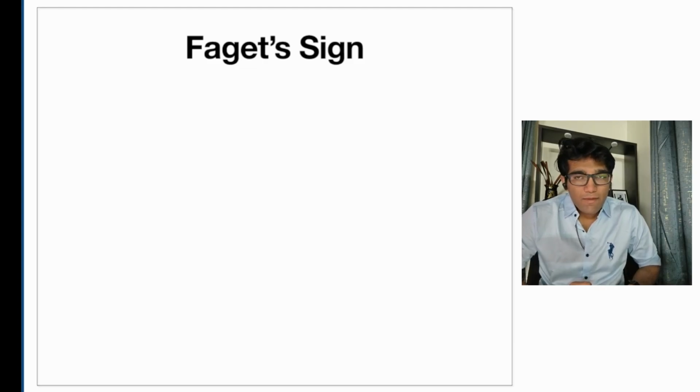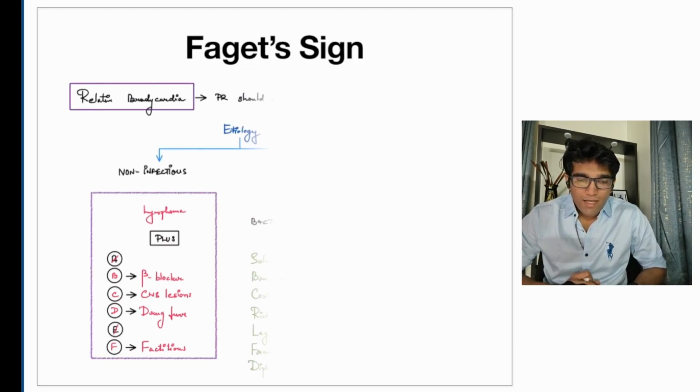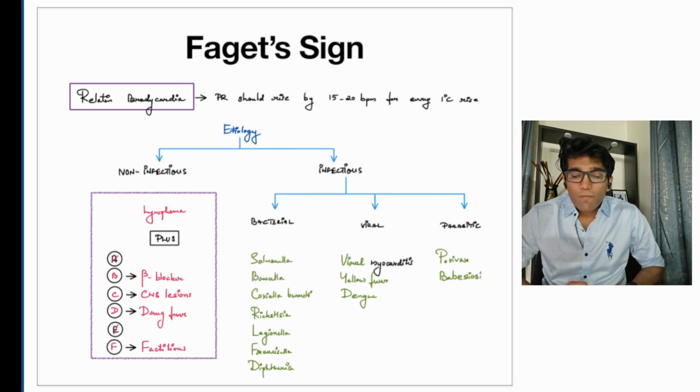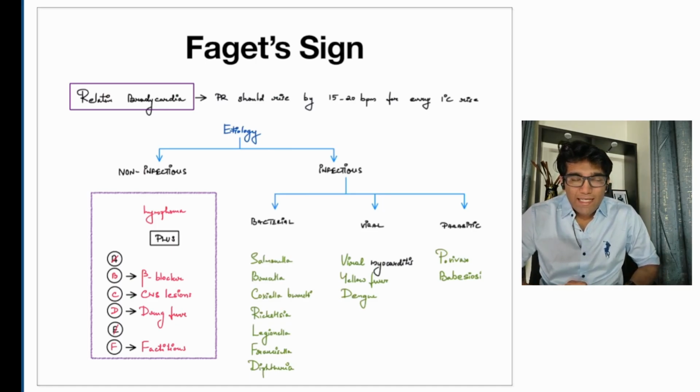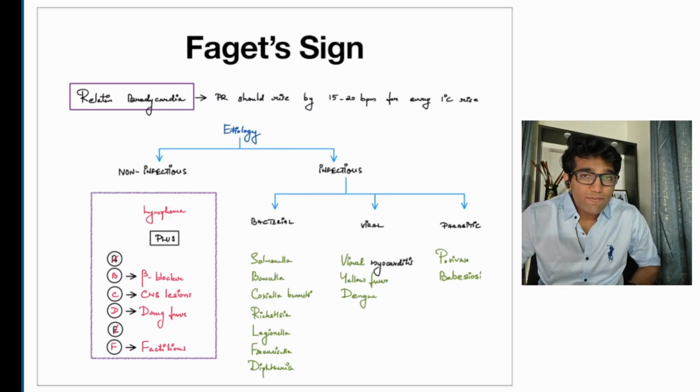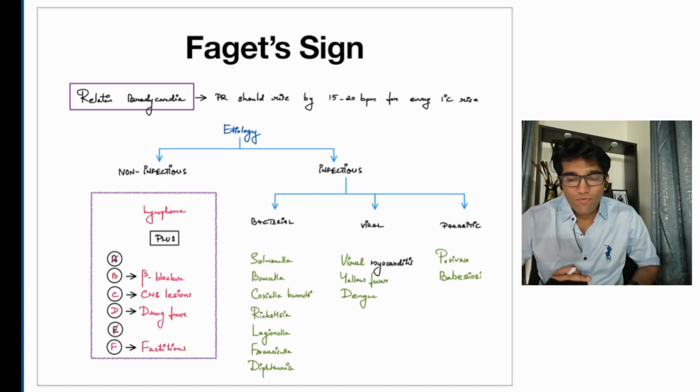Now there is another named abnormality, the Faget sign, rather unfortunately named. It basically refers to relative bradycardia. That is, when the patient has fever, you expect the pulse rate to increase by 15 to 20 beats per minute from the normal baseline pulse rate for every 1 degree centigrade, or Celsius, rise from the norm. Okay, so 98.6 or whatever, depending on the time of the day, is the norm.